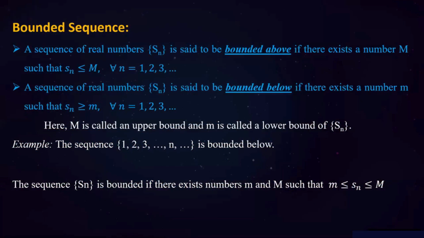Now let's continue this bounded sequence. Understand, when you are given a sequence of real numbers, as you can see here, you can call that sequence bounded above. Look at it. You call this sequence bounded above if there exists one number m such that all the numbers in the sequence are less than or equal to this particular number.